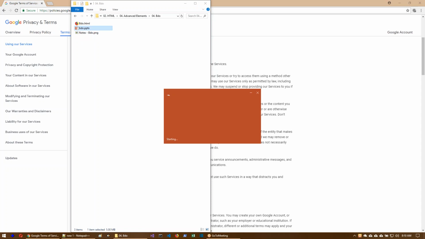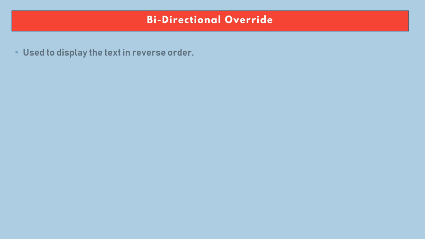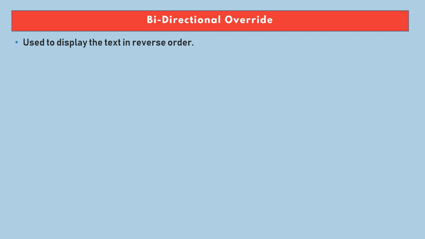Next, BDO means bidirectional override. BDO tag is used to display bidirectional override. Means you want to display the text in reverse order. Sometimes, suppose Arabic language is there, or some other languages may be there. I don't know exactly. Maybe Arabic language, you want to display the text in reverse order, right to left. So for such cases, we have to keep that information inside the BDO tag, bidirectional override.